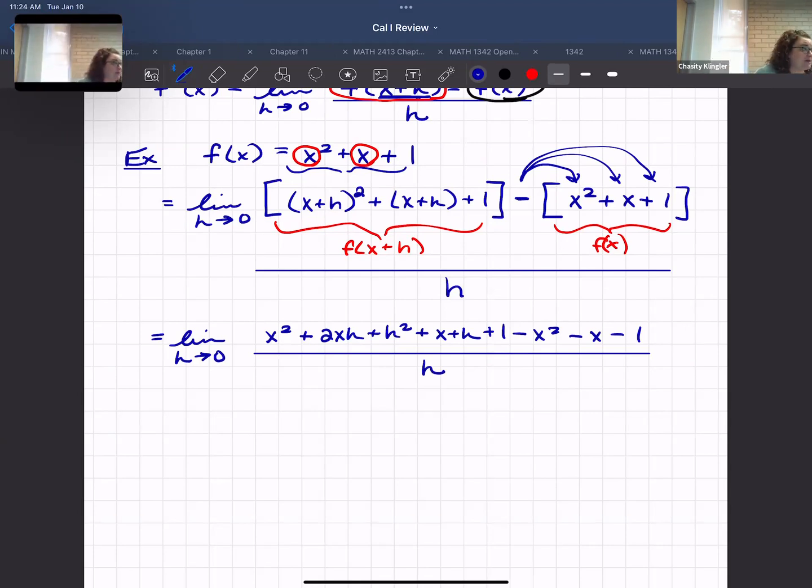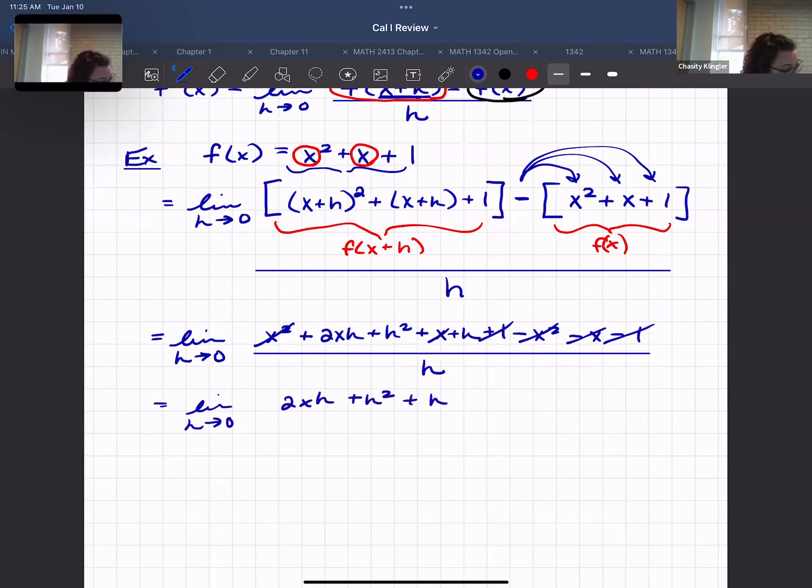Okay, now what should happen here, and it should happen every time, is everything that doesn't have an h with it should cancel out. If it doesn't, there's something wrong with the math up top, like you didn't do a sign right or something. So here I've got an x squared and a negative x squared, an x and a negative x, and a 1 and a negative 1. So I've got 2xh plus h squared plus h left on top, all over h.